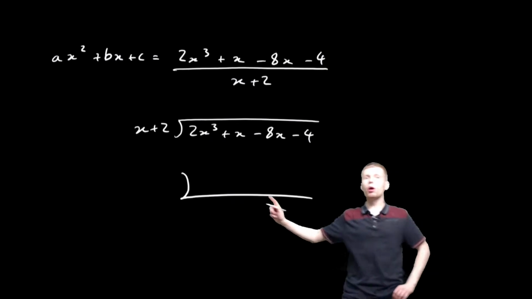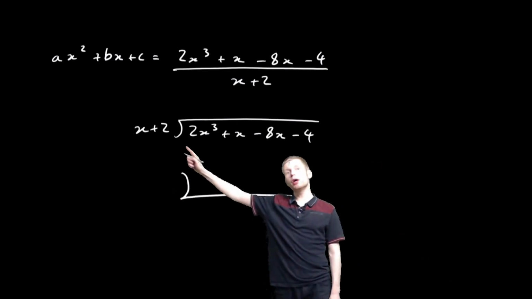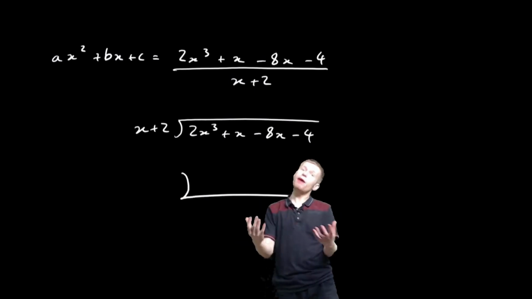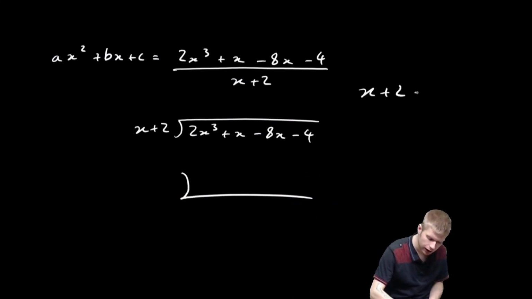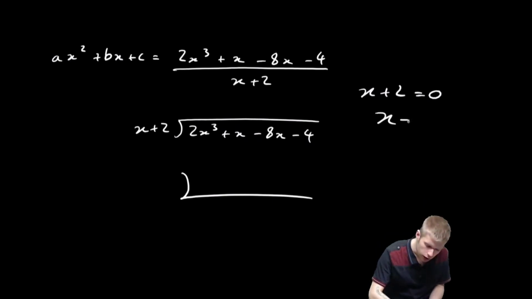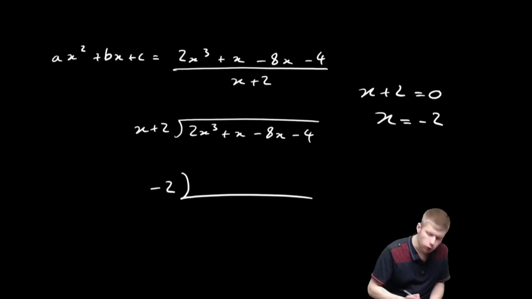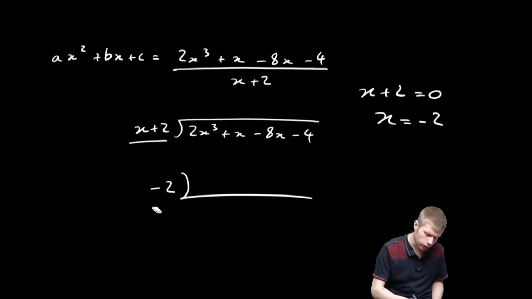So first of all, what goes in over on this side here? Up here I've got an x plus 2. What goes down here? Well, it's the root. x plus 2 is the factor, which means that equals 0, so the root must equal minus 2. So the minus 2 goes there. Here is the factor. Here it's the root.